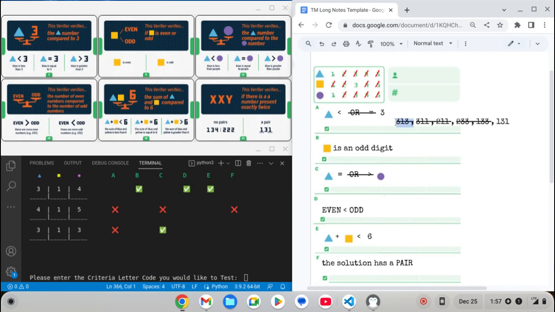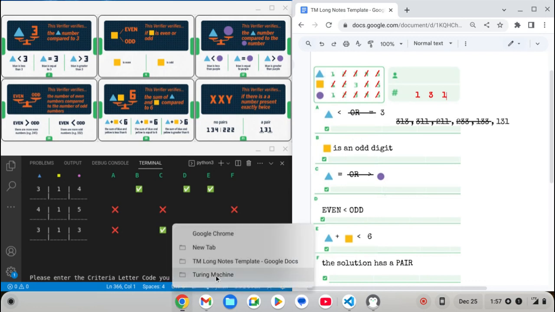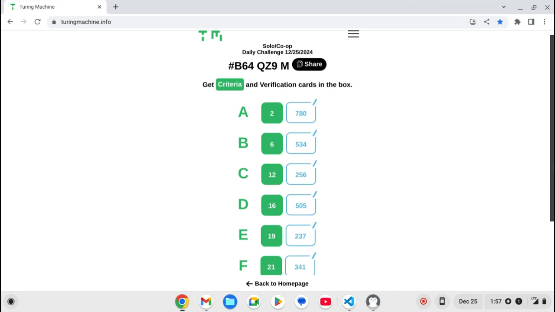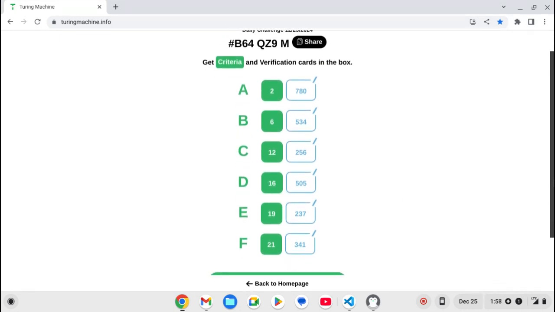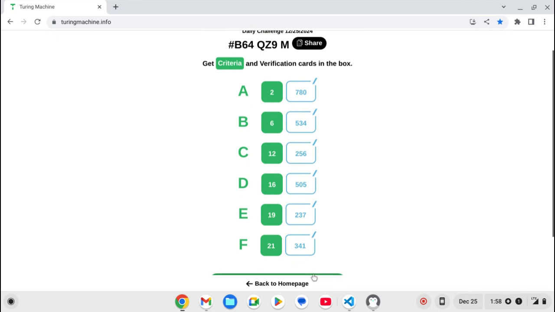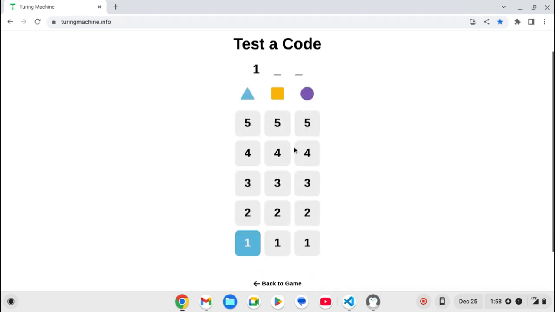Okay. Well, we definitely got our money's worth on this puzzle. So let's go ahead and type up in our notes 131. And let's see, I think we've done enough analysis. We've tested enough where I feel very confident. Let's go verify 131 as our solution. So, 131.